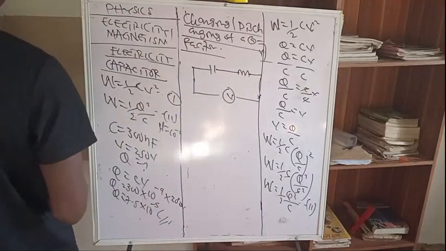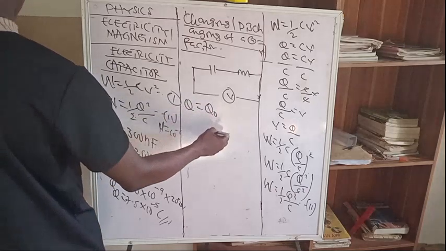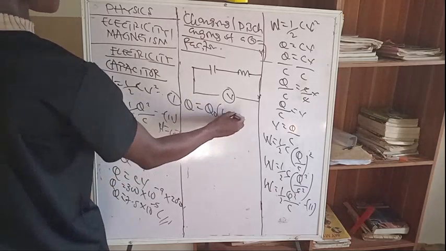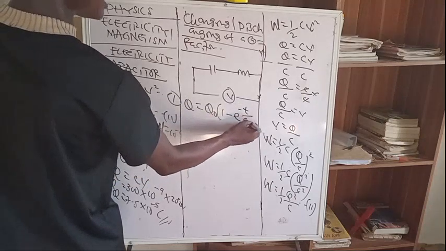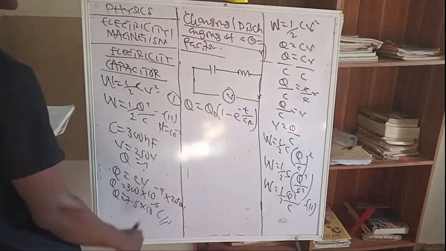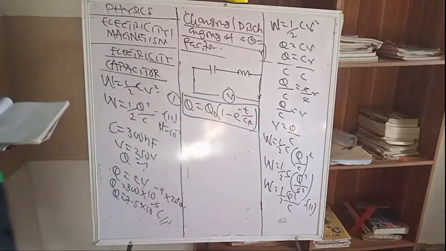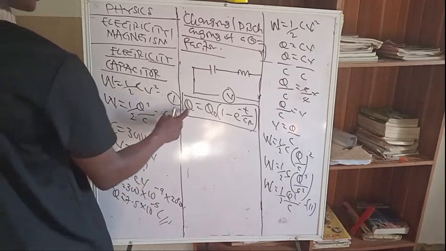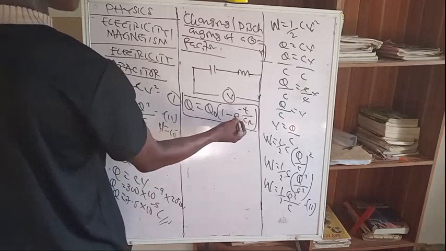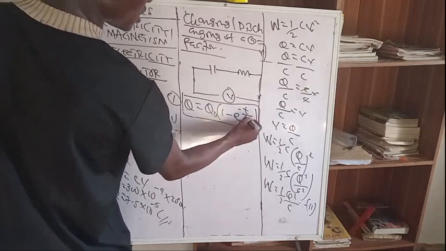Then the quantity of charge needed to do that is given as Q = Q naught (1 − e raised to power minus t over CR), where t is the time taken. This is the quantity of charge needed to charge the capacitor. If you want to charge it, you connect your capacitor to a source, then your total charge is Q = Q naught (1 − e raised to power minus t over CR).